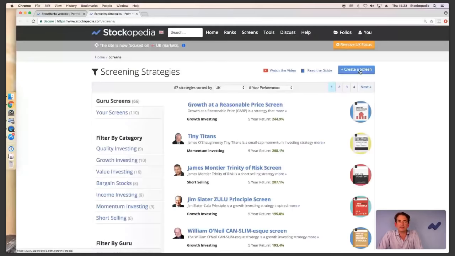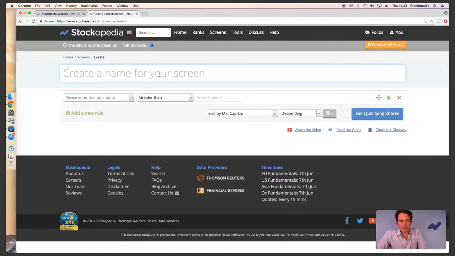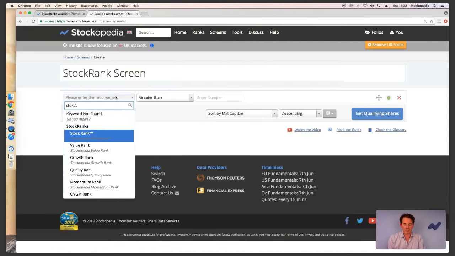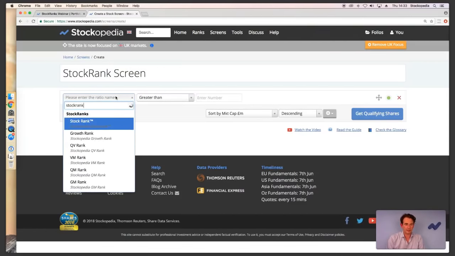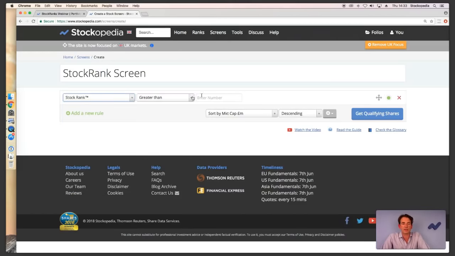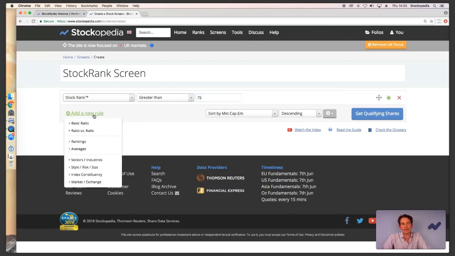And if I was to create a screen, and this could be a StockRank screen, the easiest thing to do is just to start searching for the stock rank or any of the other ranks, the composite ranks or crossover ranks, and you can find a share that might be greater than a certain cutoff. But of course, you can add different rules.